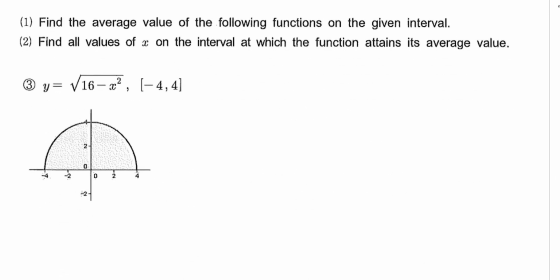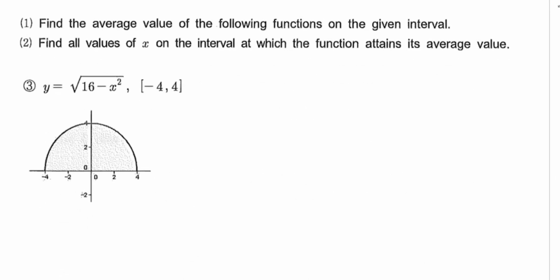Let's move on to this question here. Find the average value for this function. Now for this function, I have the square root of 16 minus x squared. And this function is basically a circle right here. I'll label this f of x, so f of x represents this entire area.